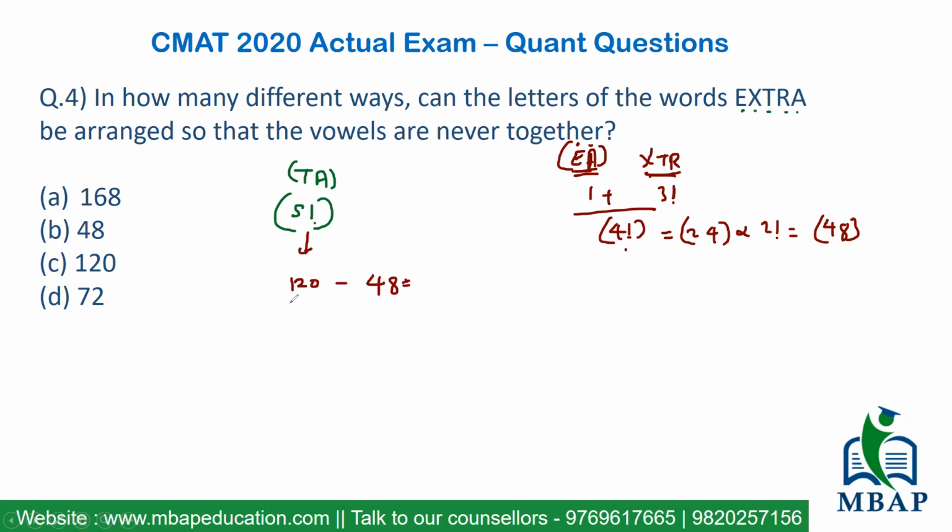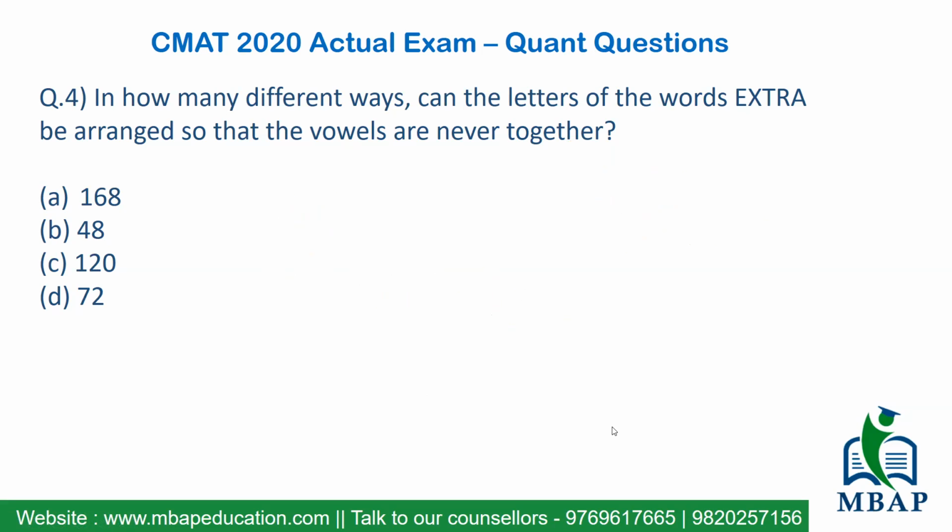So out of 5 factorial, which is 120 distinct ways, 48 are those cases where vowels are always together. So if you subtract 120 minus 48, the leftover value, which is basically 72, will be the answer where vowels are never together. You can pause this video and have a look at the detailed explanation. Not a difficult question, but it deals with subtraction of some of the cases that we want to exclude.